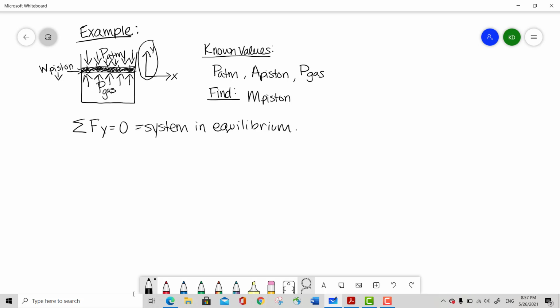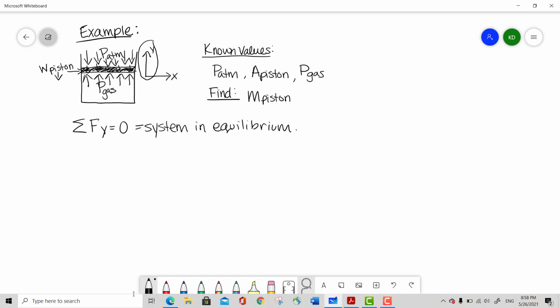And what does that mean? So that means that all of the forces pushing down must equal the forces pushing up, right? So this is not moving. All of these are stagnant. It's in equilibrium. It's not going up, it's not going down, it's just in equilibrium. So everything must equal.